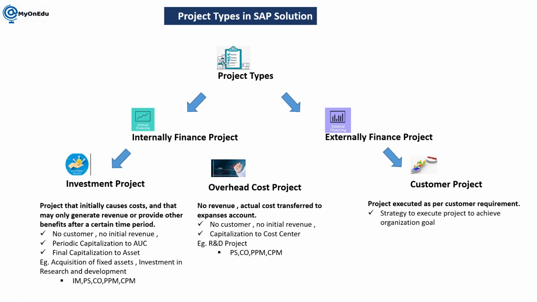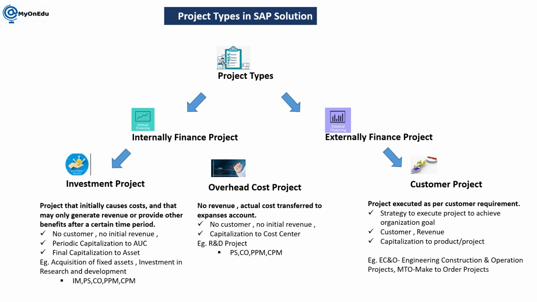And the strategy to execute this project is the strategy of your customer, as per their organization goal. Here you will have a customer, you will have revenue, capitalization to product or project. Examples are engineering, construction and operation, or the MTO scenario, make to order project.